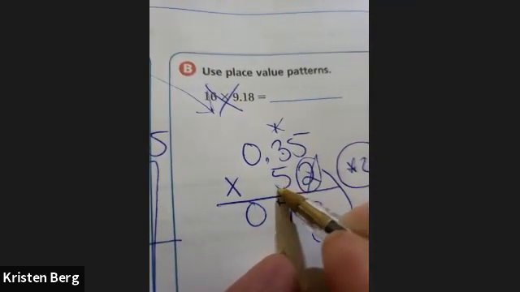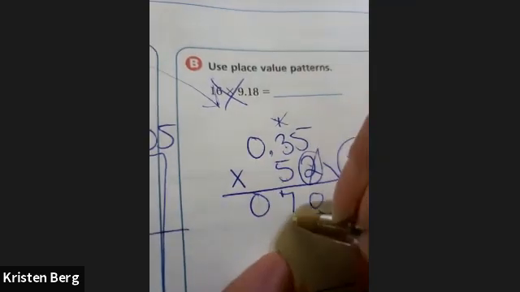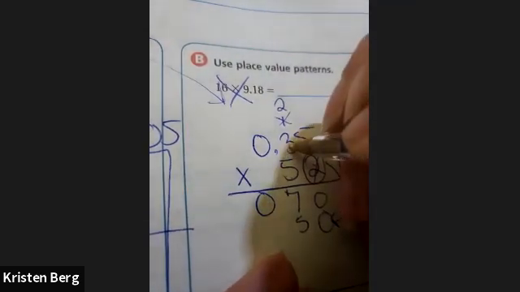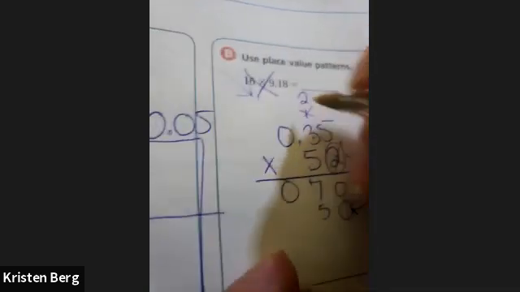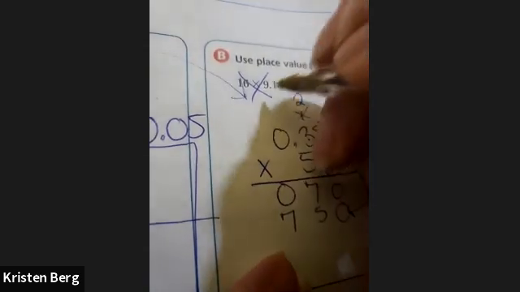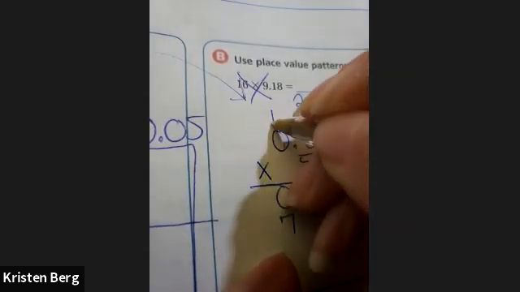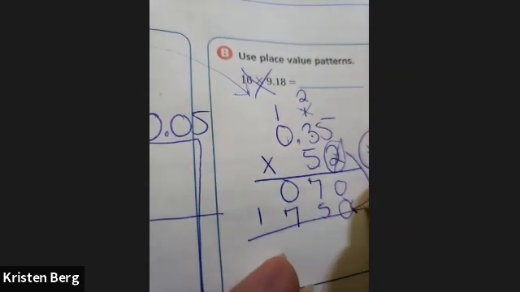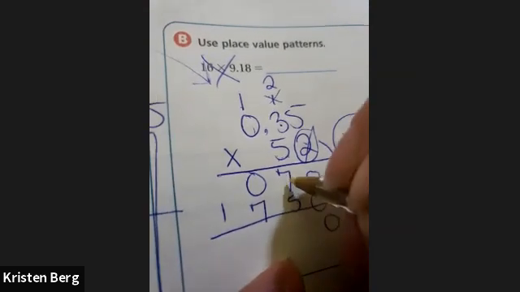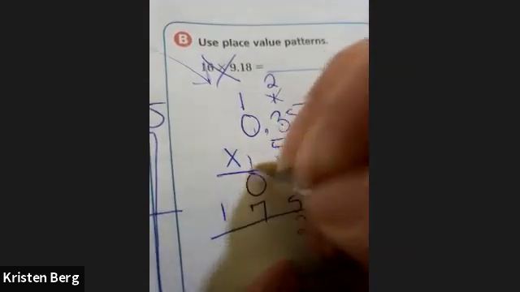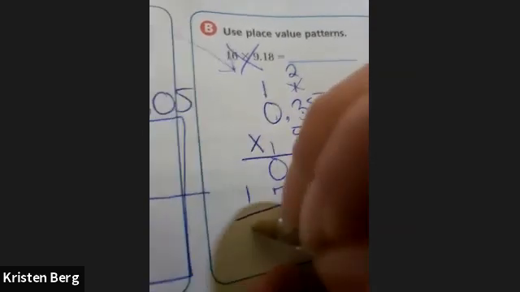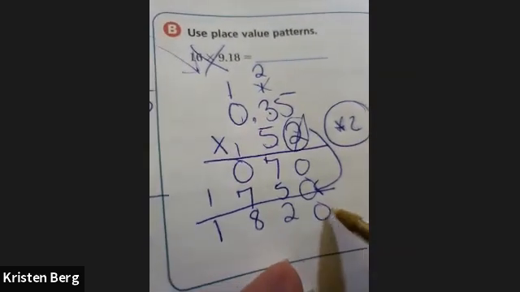Now it's 5 times. 5 times 5 is 25. Carry your 2. Then 5 times 3 is 15, plus 2 is 17. Then carry your 1. Then 5 times 0 is 0, plus 1 is 1. When you add, that would be 12, carry 1. That'd be an 8 and a 1. And then you move it in 2 places.